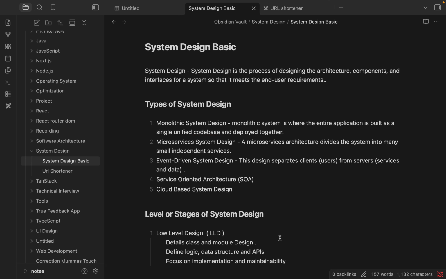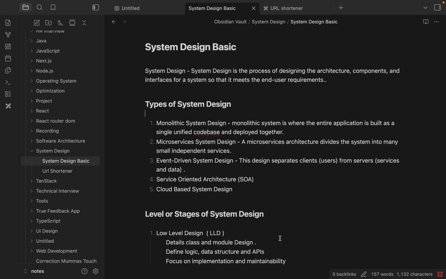There are five types of system design, and two of them are more important. The first one is monolithic system design. In a monolithic system, the entire application is built in a single service. There is no separate service; all the things, all the services, are connected together.